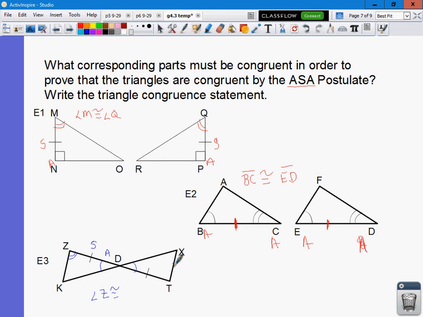What angle would I need in the other one? It would have to be the same as angle T. And again, so that it went angle, side, angle, so that it's caught in between. Questions?